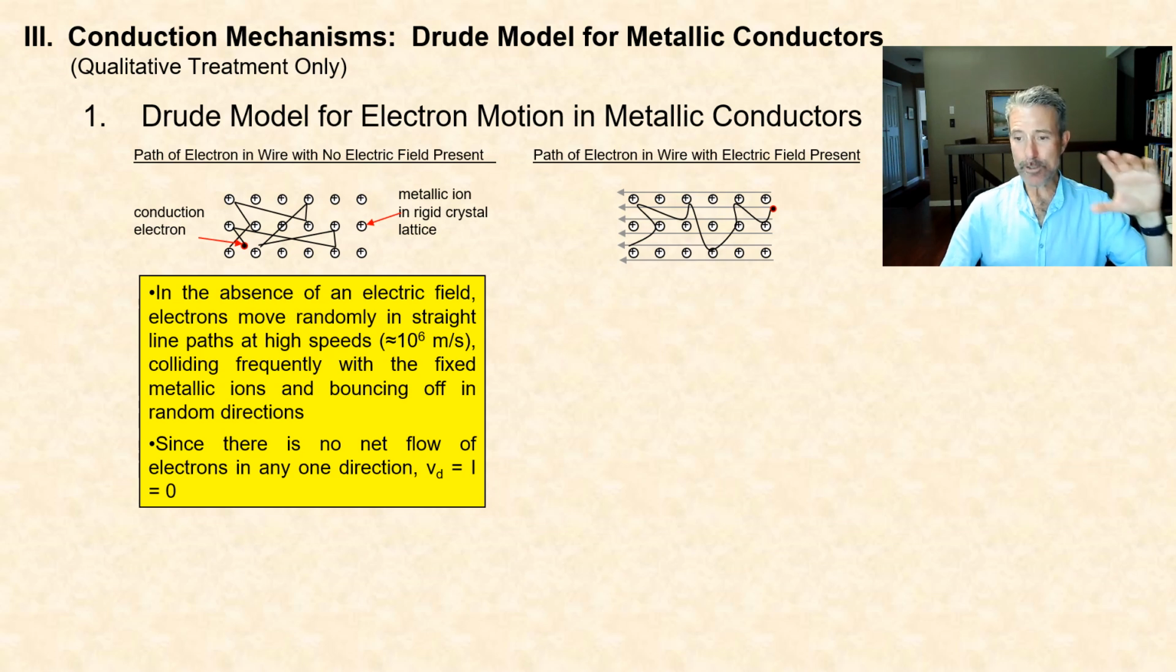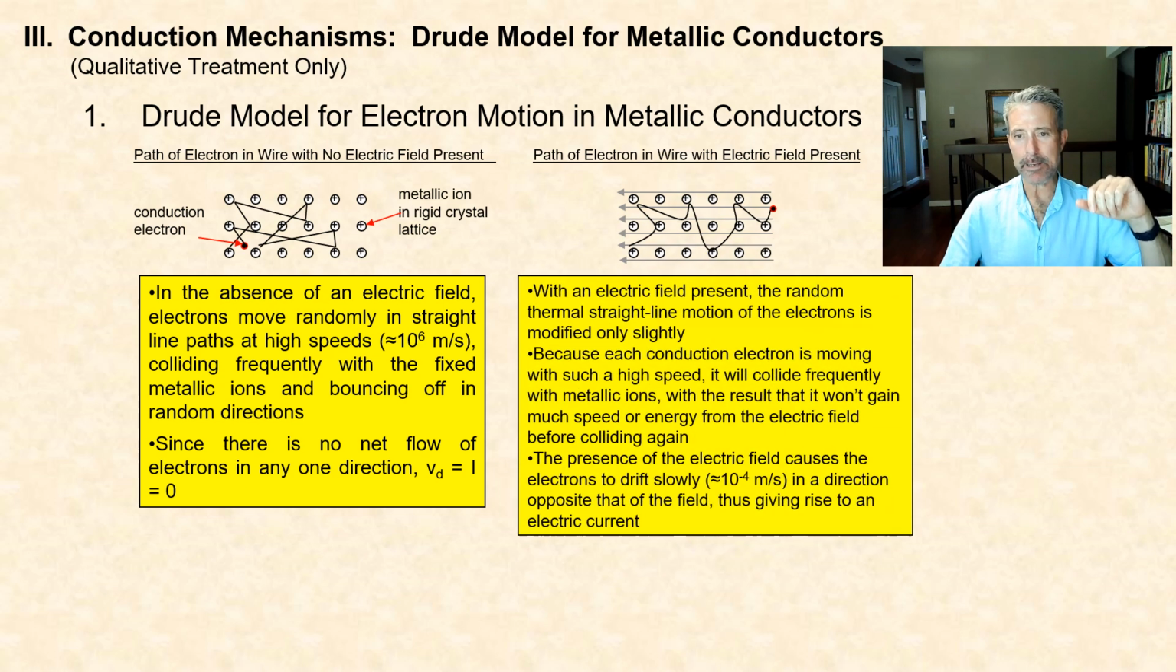So let's now take a look at what happens when you add an electric field into that conducting medium. That's a situation we have here on the right. With an electric field present, the random thermal straight line motion of the electrons still exists. It is modified only slightly. Those electrons moving at about 1,000,000 meters per second, that doesn't happen because of the electric field. That happens because of the thermal energy, really the kinetic energy that those electrons have, by virtue of existing in a medium at a temperature above absolute zero.